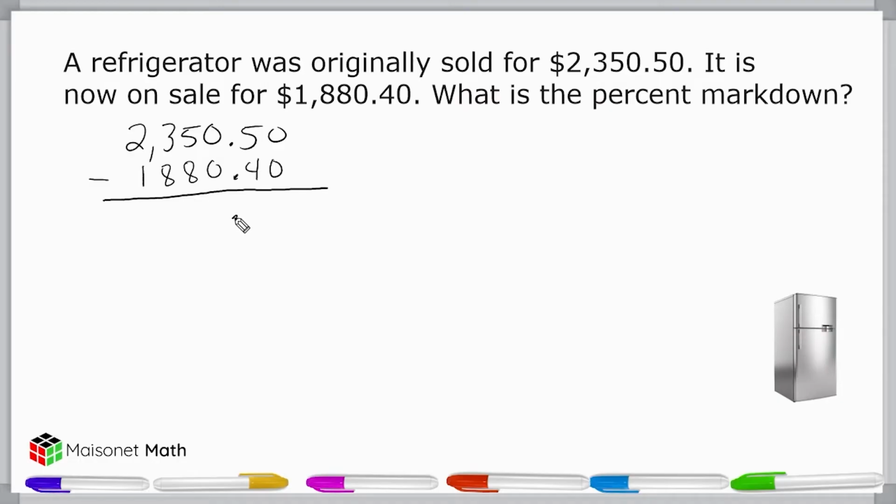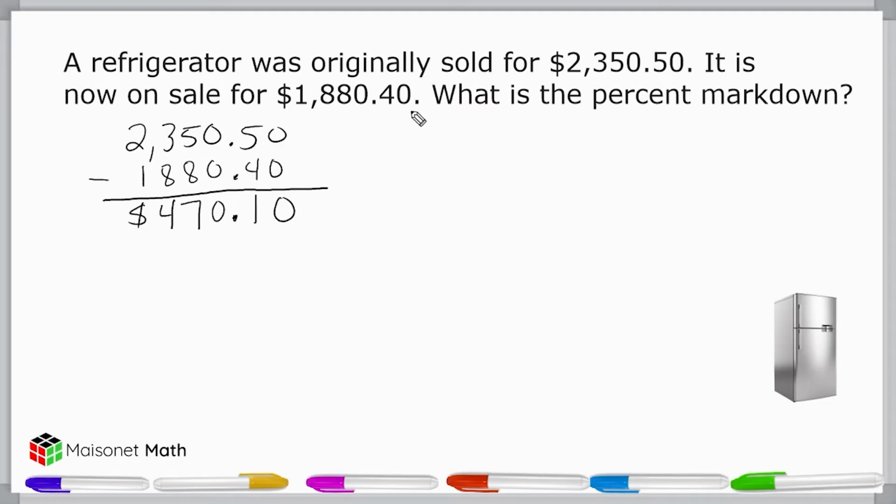So we're going to drop the decimal. This is 10 cents right here. 0. Let's see, this is 7, and then this would give us 4. So that would be $470.10. This is the overall amount of the discount or the amount of the markdown. But we don't want the amount, although we need it to calculate the percent markdown.